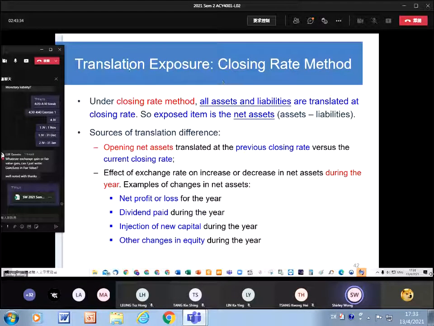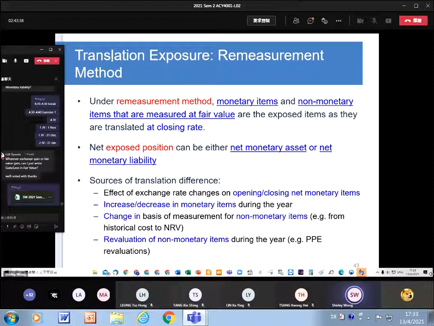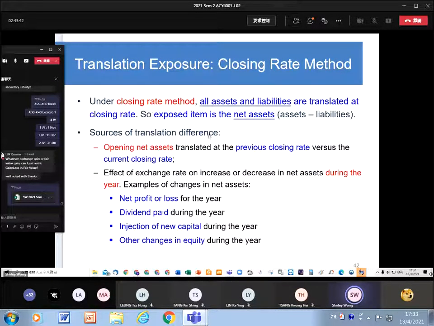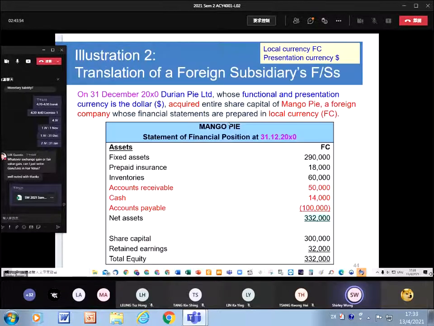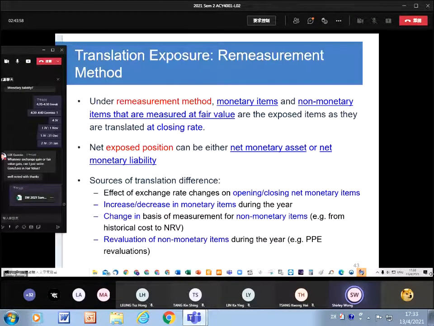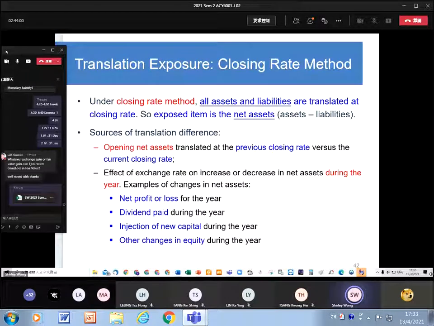Therefore, how to calculate the translation exposure under the closing rate method and under the remeasurement method, I won't talk about the details now, because if I use the essay form to tell you about the details, it is quite difficult for you to understand. Instead, for next class, I will go through the illustration tool. Through the illustration tool, I will give you the details about how to find out the translation exposure.